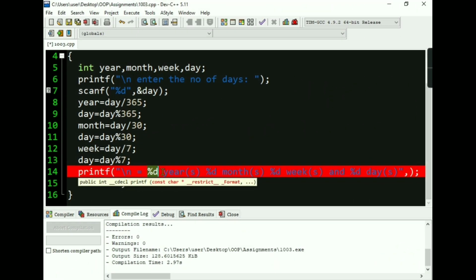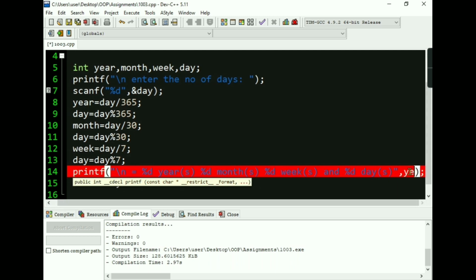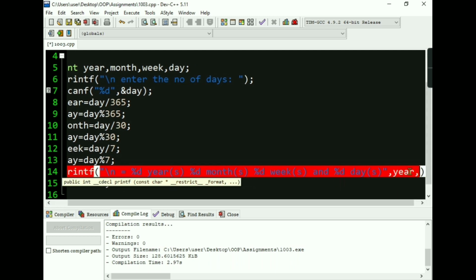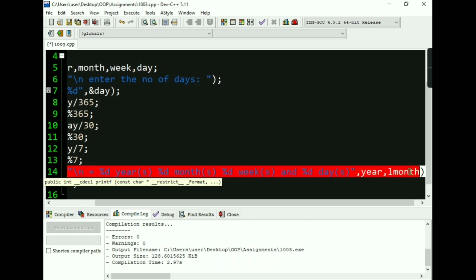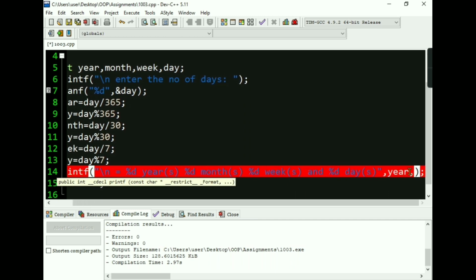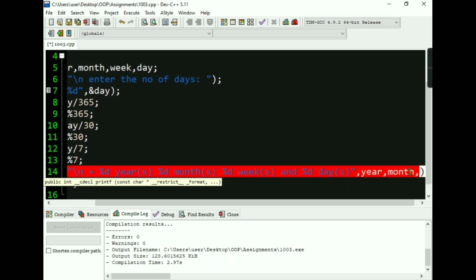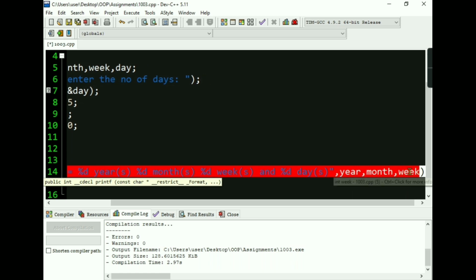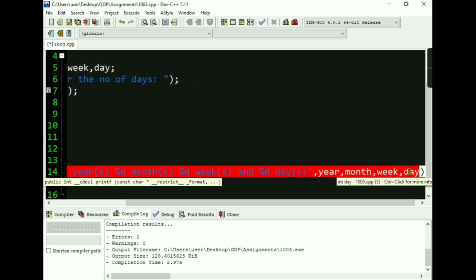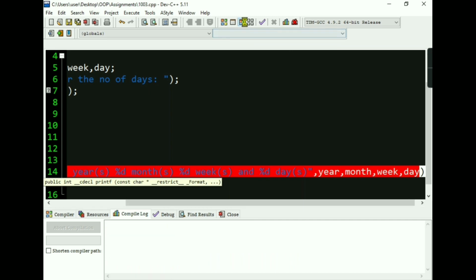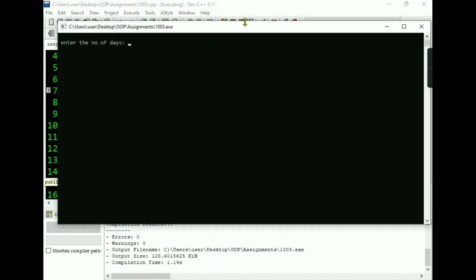%d we have stored, we have printed year, so we will bring it from the year variable. So for that, year, next month, and next from week, and last from day. Okay, I think now it's over. Let's check it. Okay, yes.